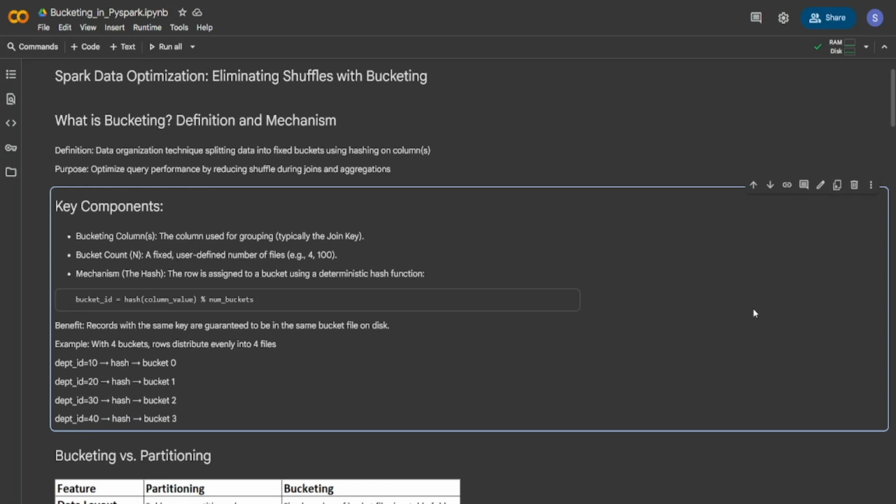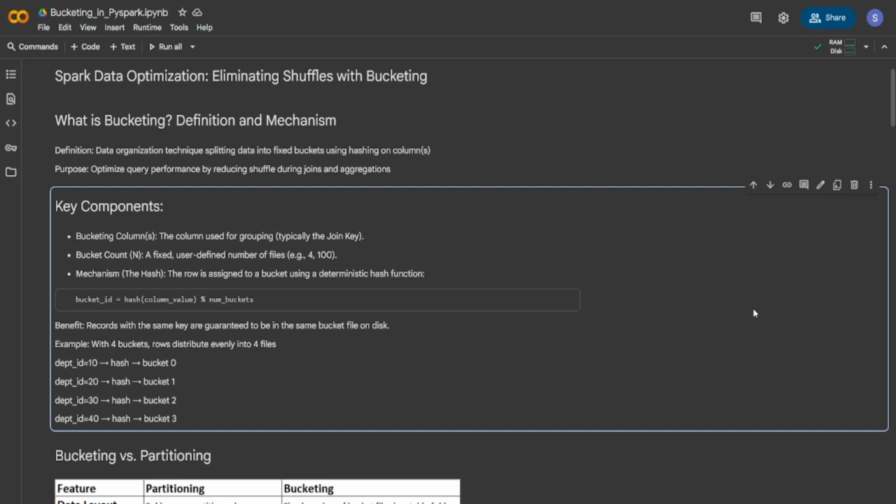Hey everyone, today we are deep diving into an incredibly crucial and often misunderstood concept in large-scale data processing with Apache Spark, that is bucketing. This technique is vital for optimizing query performance on massive datasets. Starting with, what is bucketing?